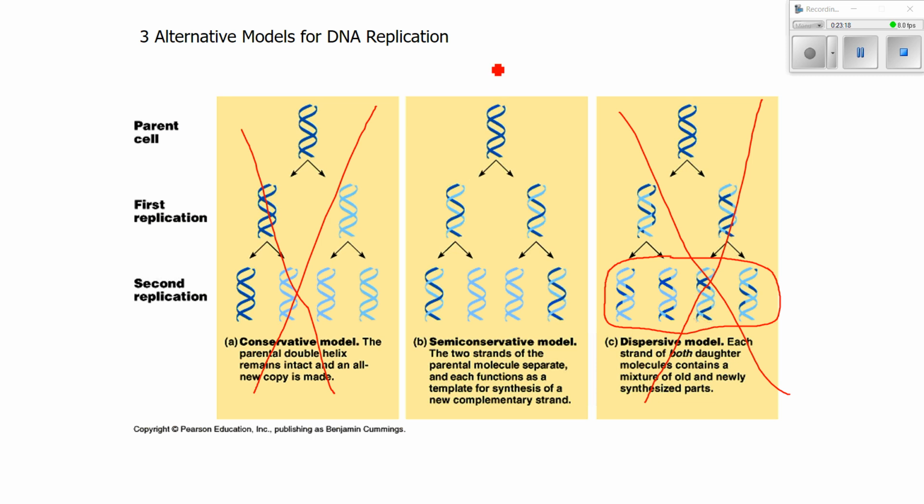So what does that mean? It means the semi-conservative model is correct. It means that Watson and Crick had been right all along.